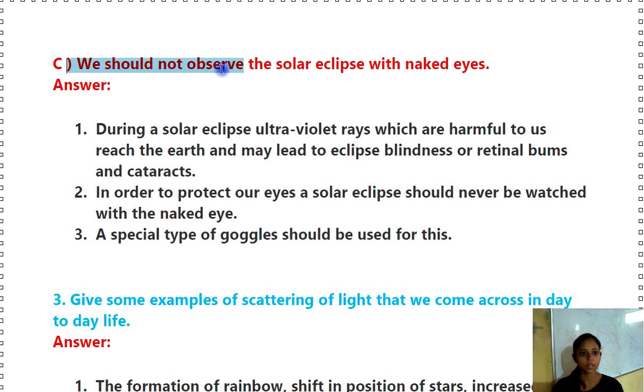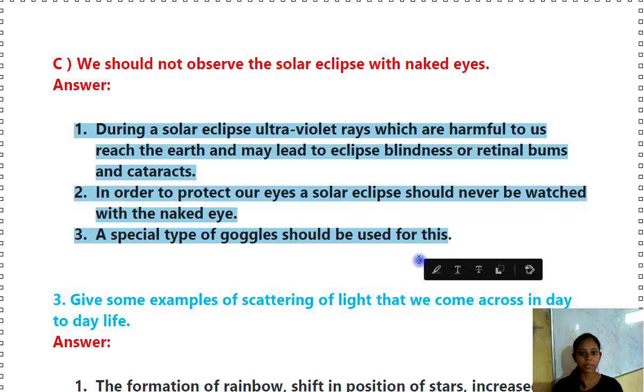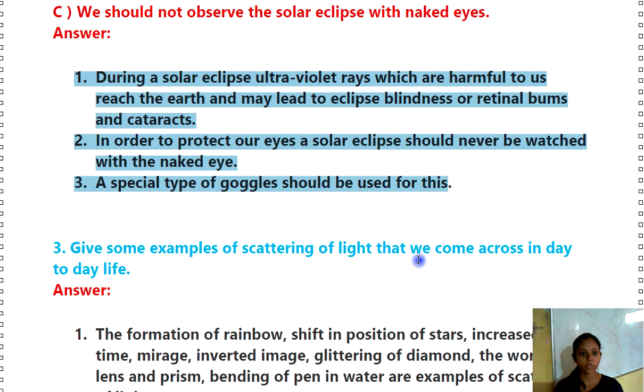C, we should not observe the solar eclipse with naked eyes. Answer, during the solar eclipse, ultraviolet rays which are harmful to us reach the earth and may lead to blindness or retinal burns and cataracts. In order to protect our eyes, a solar eclipse should never be watched with the naked eyes. A special type of goggles should be used for this.